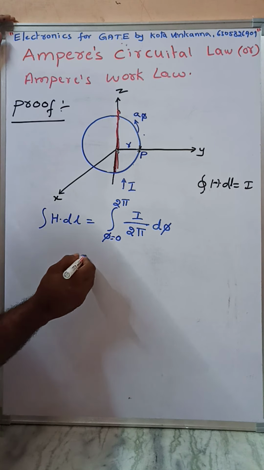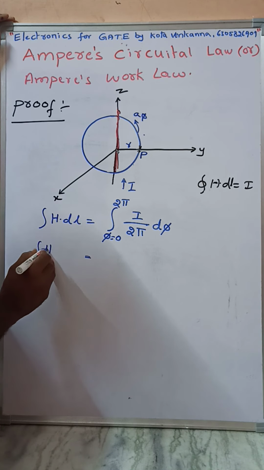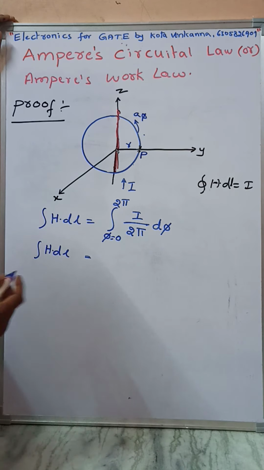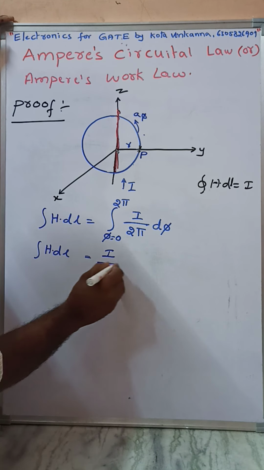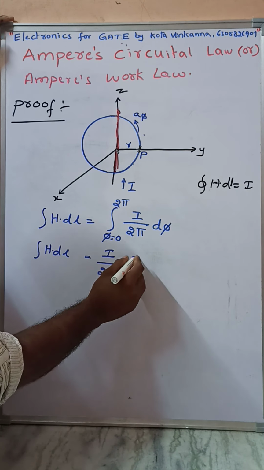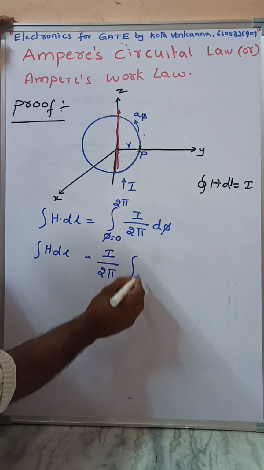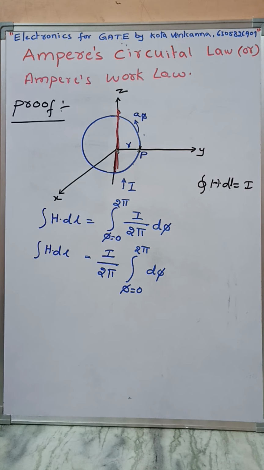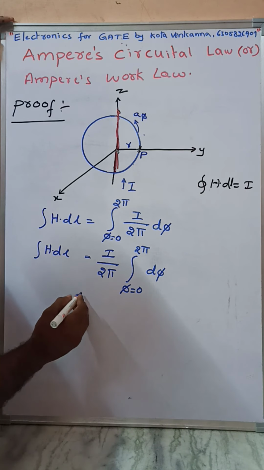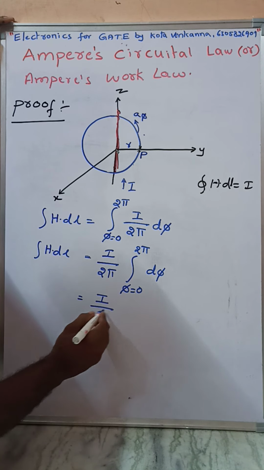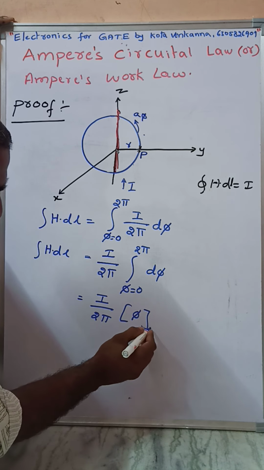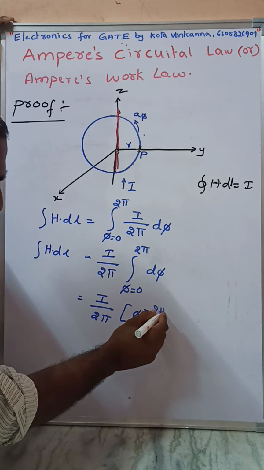So here the integration of H dot dl is equal to I by 2 pi, which is a constant value, and the integration of d pi from 0 to 2 pi. The integration of d pi is equal to pi, with lower limit 0 and upper limit 2 pi.